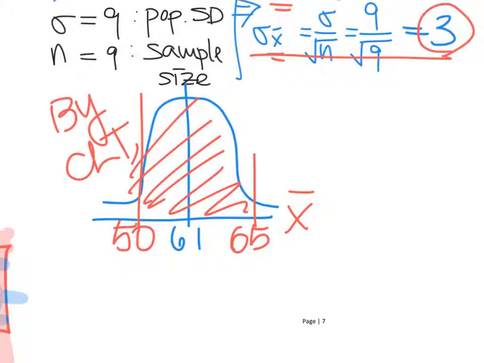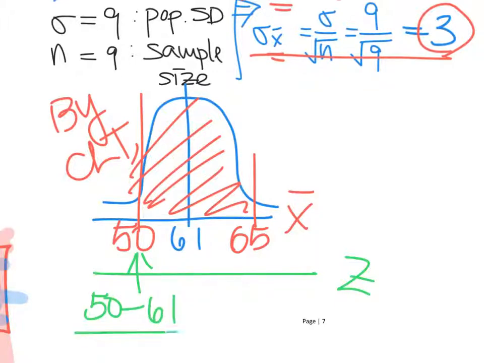Okay, so take the z-score at 50. How? 50 minus the mean, 61, divided by the standard deviation of the sample mean, right? So we just focus on the sample mean, so we have to divide by 3. How much will be the z-score? -3.6666. Always we need two decimal places for the z-score. So it will be -3.67.